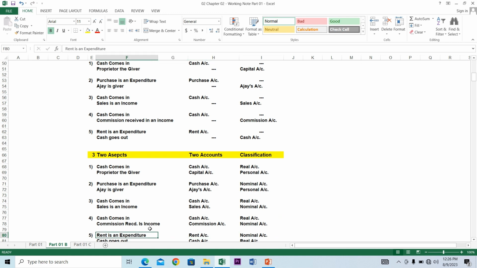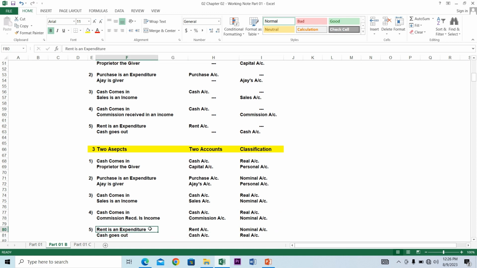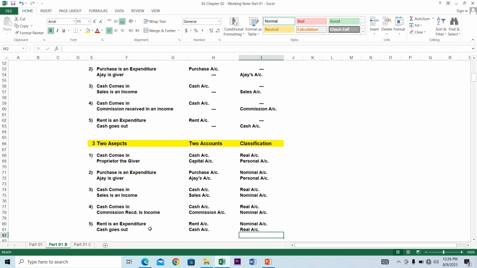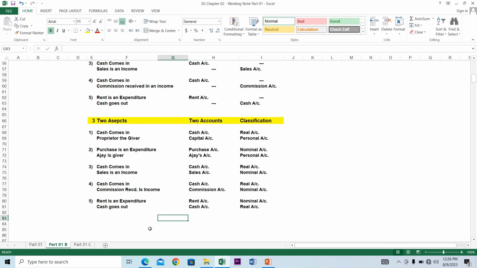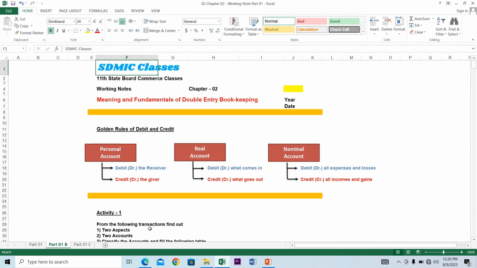And fifth point, rent is an expenditure, cash goes out. Rent account and cash account. Rent is a nominal account and the cash account is a real account. So this we learned. I think there is no doubt. Okay, it's clear. There is no chance of any doubt. You have to just revise it.